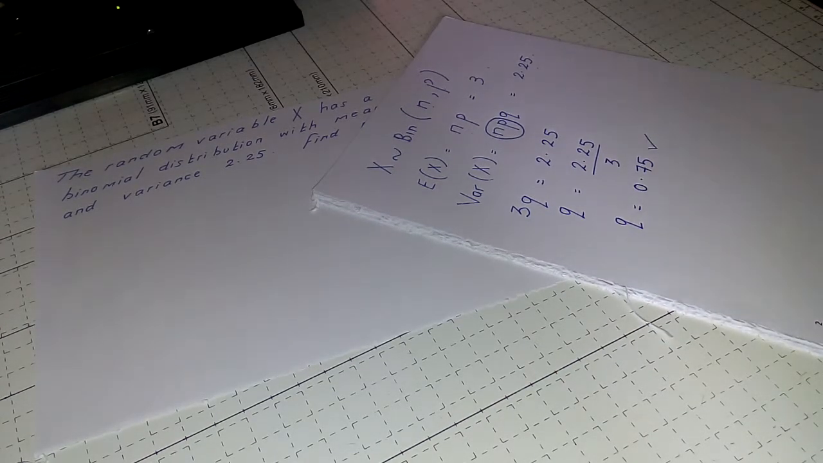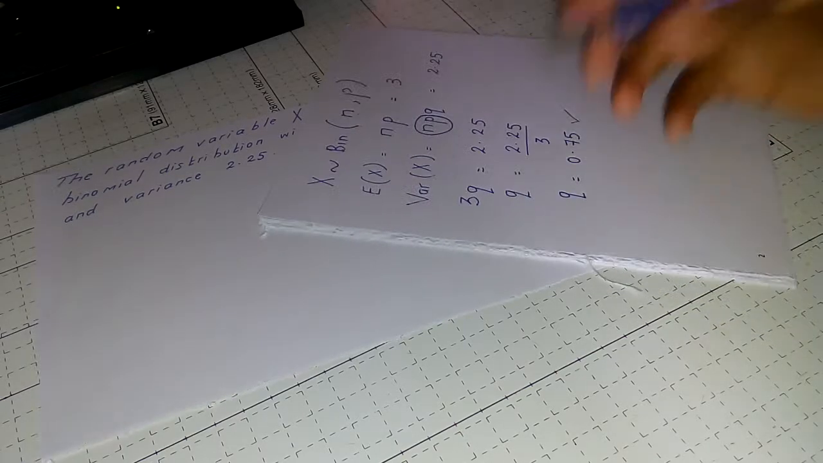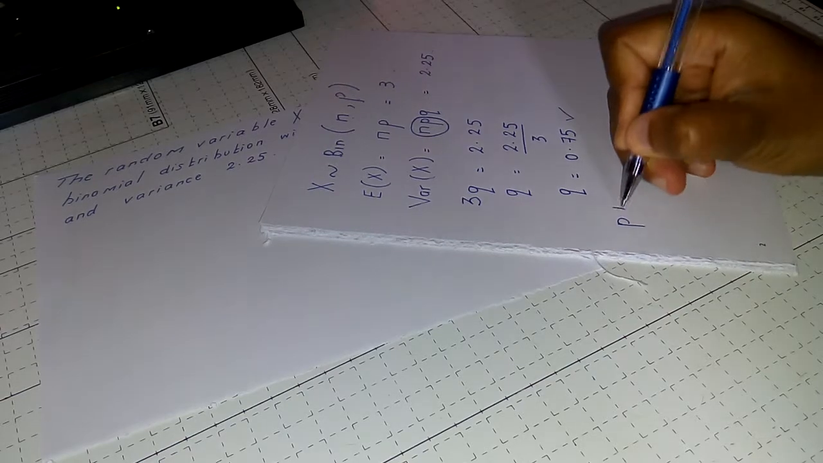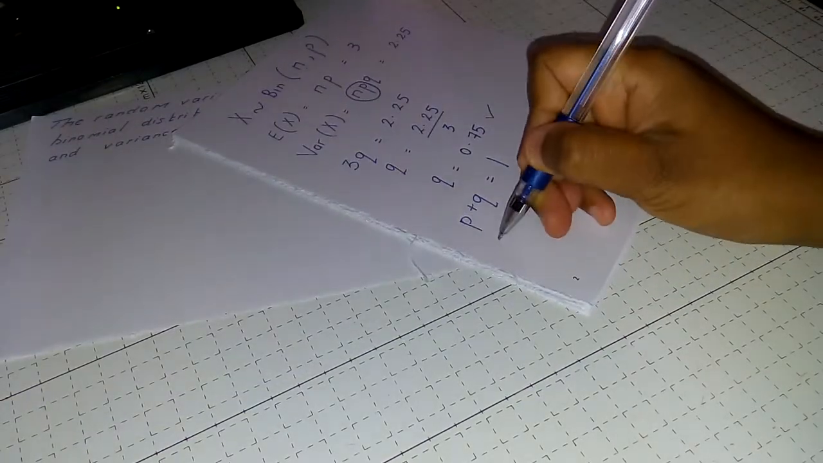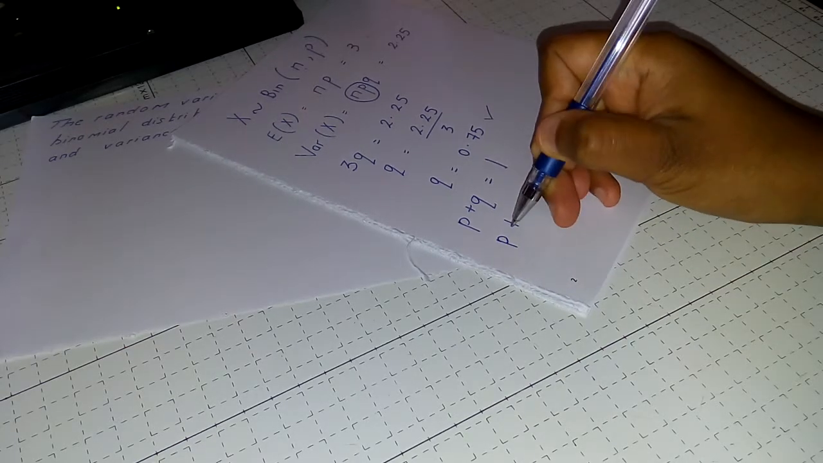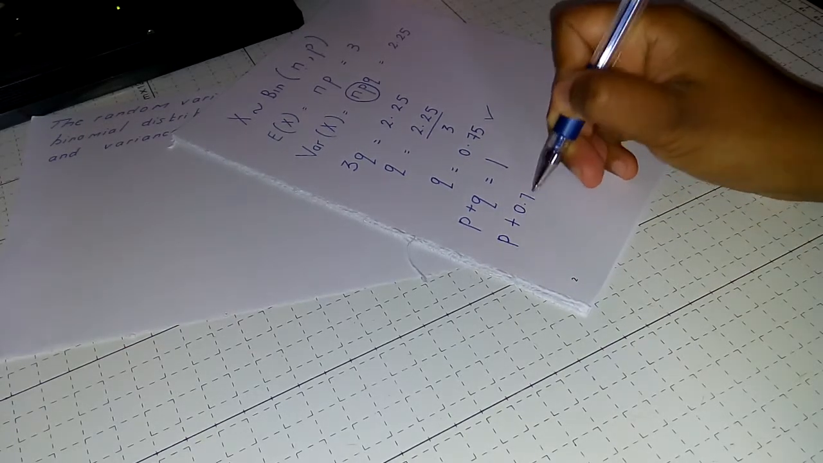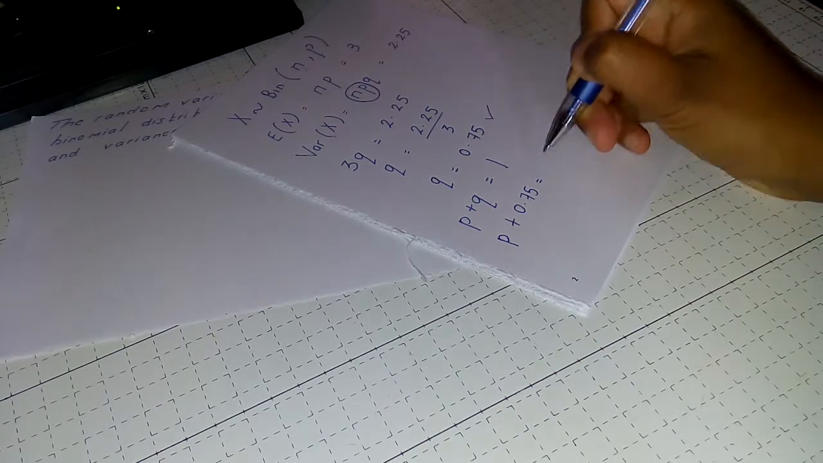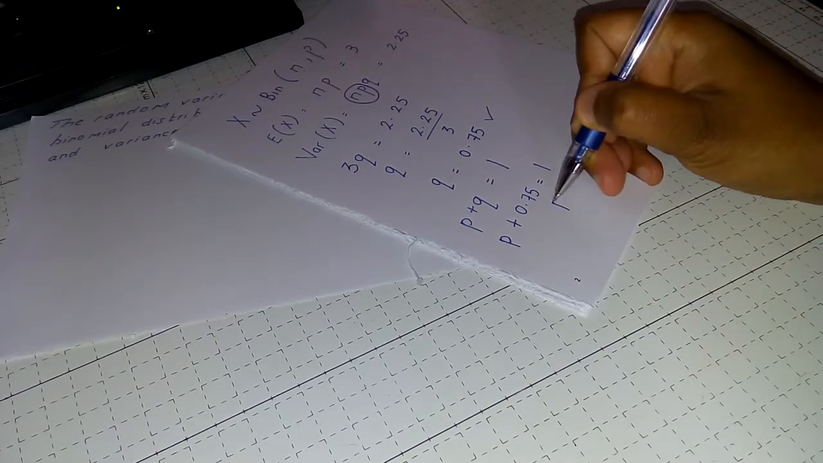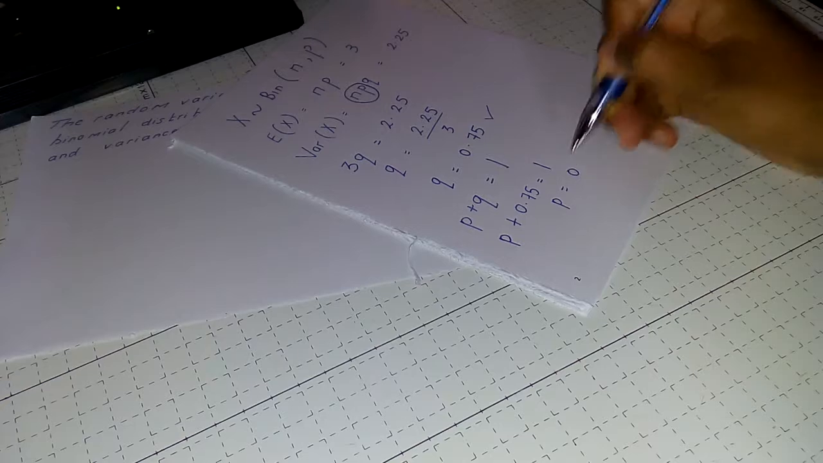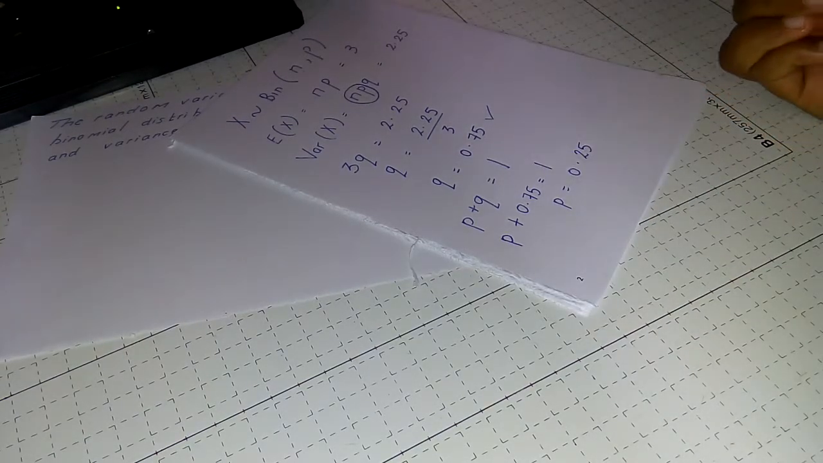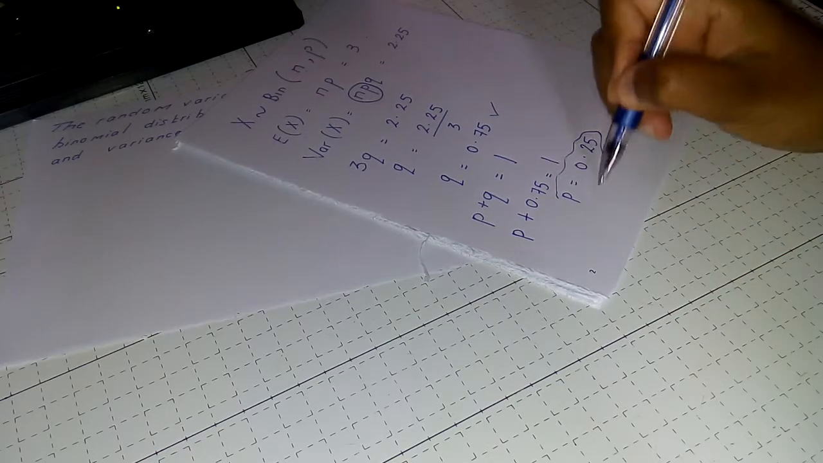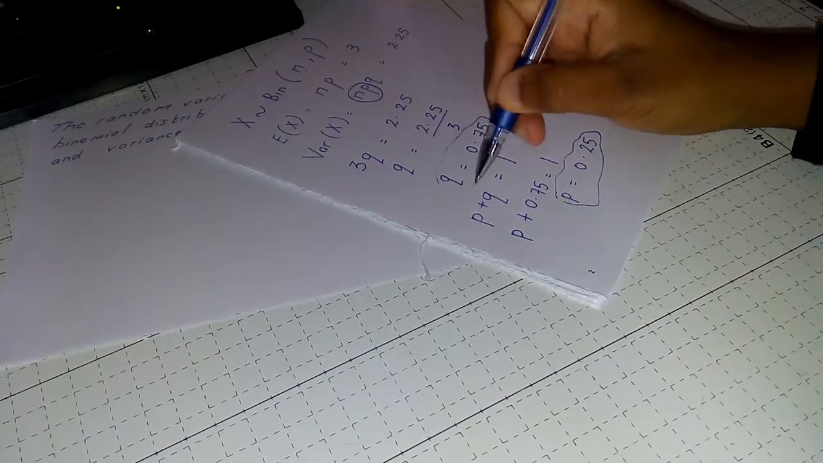Now from q, can you find the value of p? Yes, because we know that if we take p plus q, we should get 1. Here we do not know the value of p, but we know the value of q. So we replace: p plus 0.75 is equal to 1. So p is going to be 0.25. So we have p, we have q.